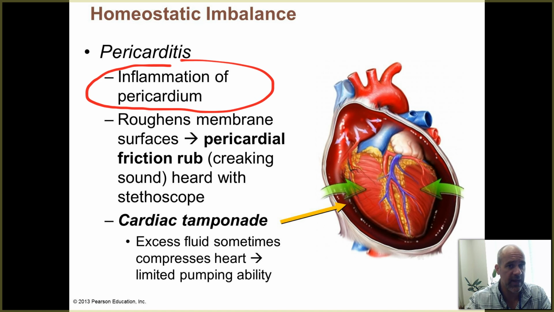You can actually detect that with a stethoscope when you're listening to somebody's heart, because you have friction, rubbing. If you have inflammation, you have swelling of those tissues that surround and protect the heart like that, you can hear a creaking sound due to the rubbing together of those membranes. And that's pericarditis, inflammation of those membranes around the heart.